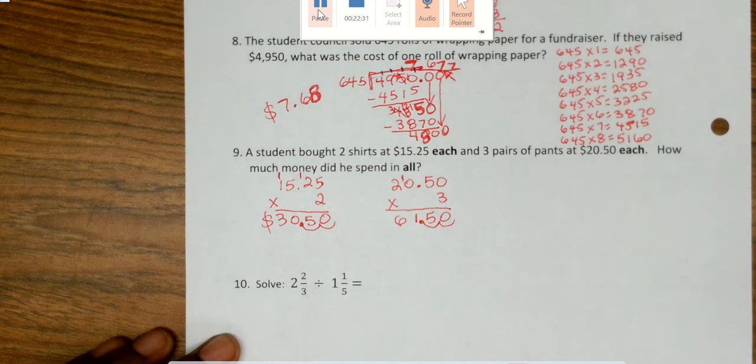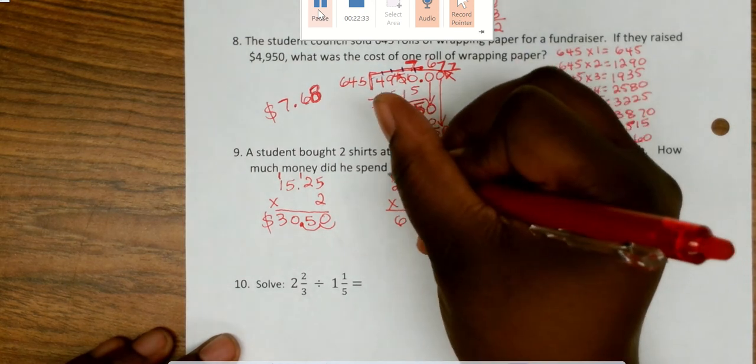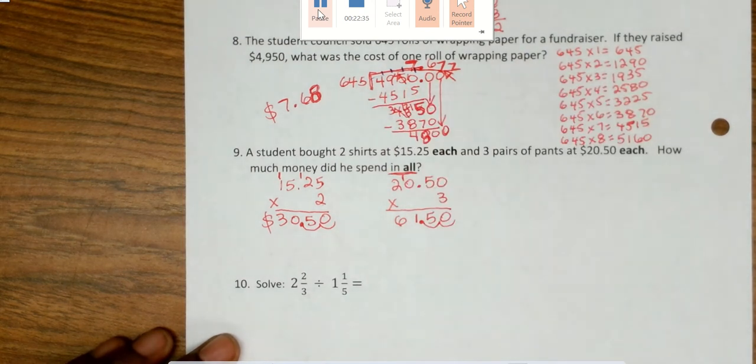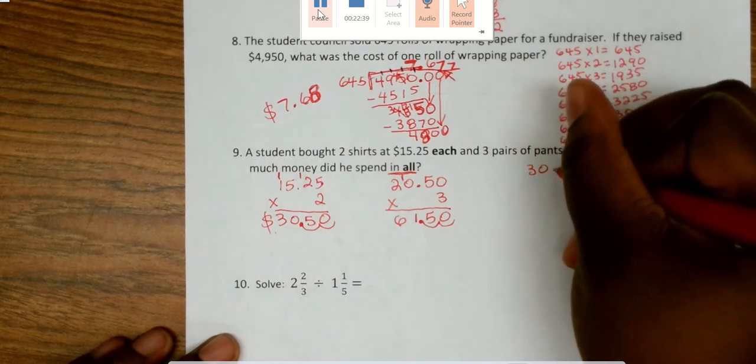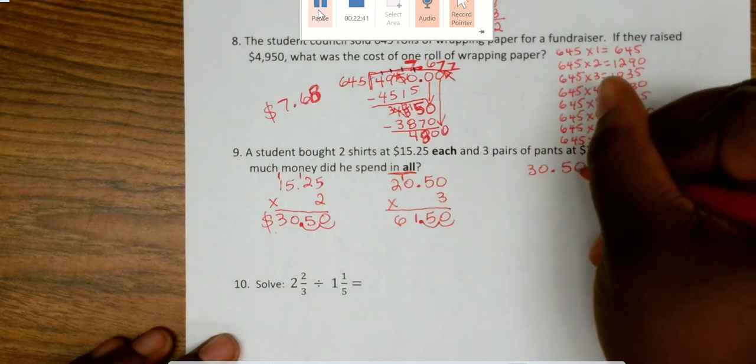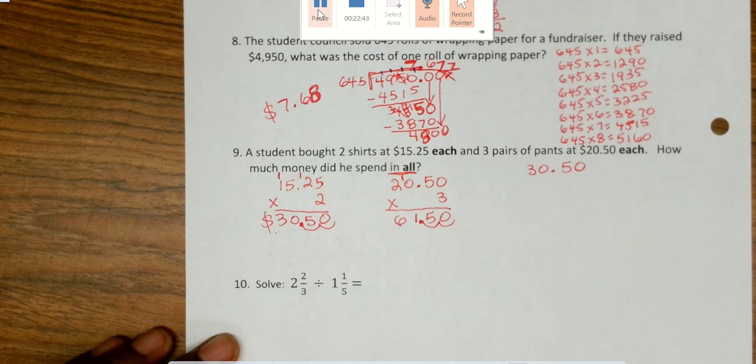All right, so now I know how much he spent for shirts and how much he spent on pants. And they want us to know how much he spent in all. So that means I have to add these 2 together. Those decimals, guys. Yeah, because now that we are adding, we have to line the decimals up.